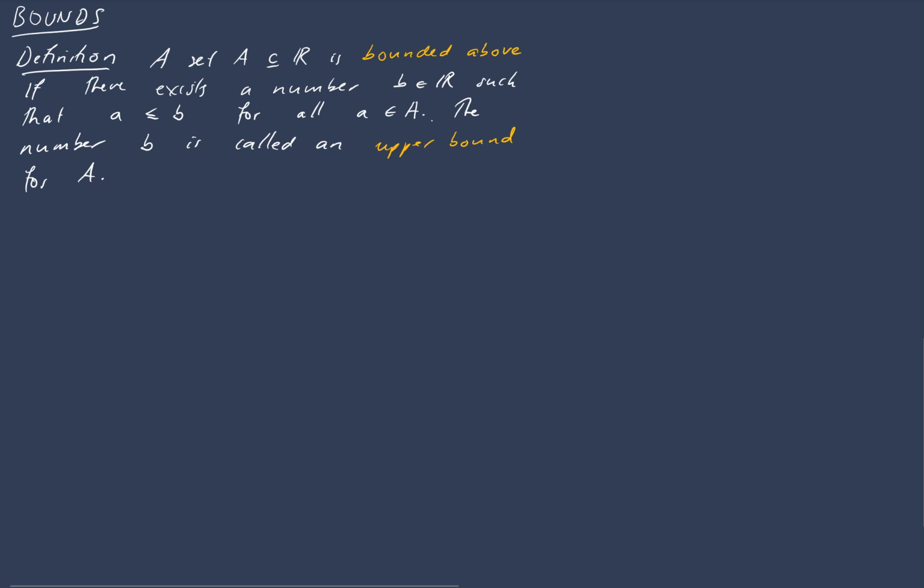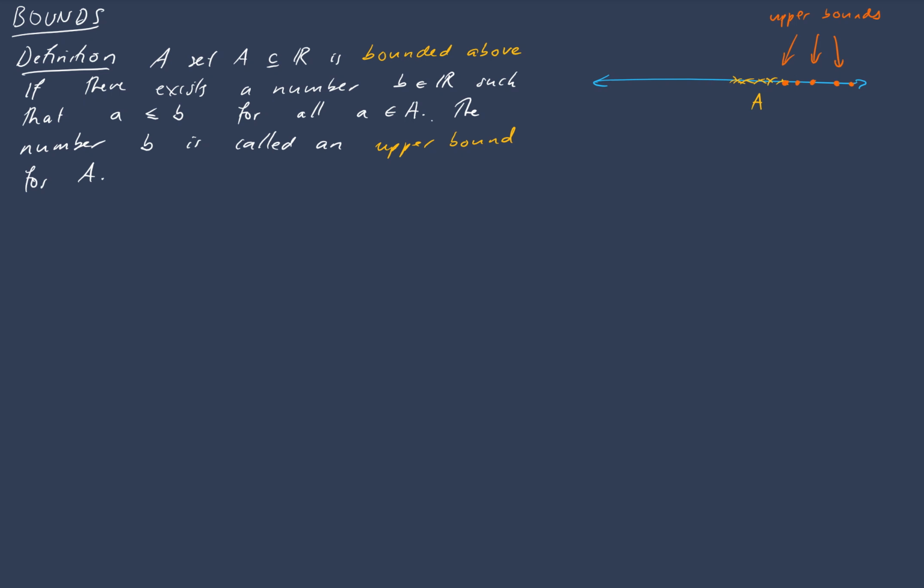So let's just draw a number line over here. Let's say my set of real numbers just looked something like this. Here they are. So here's my set A. Now there are lots of different upper bounds. This is an upper bound. Any of these numbers, so long as they're greater than or equal to every element in my set A, are all upper bounds. And if one of these or more exist, then we say that the set is bounded above.